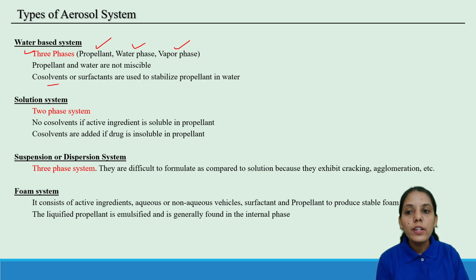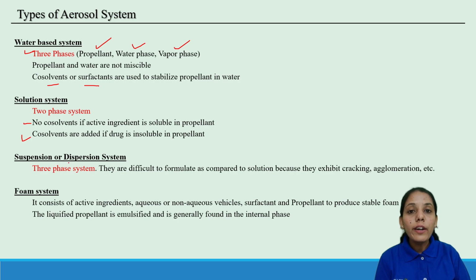Next is co-solvents or surfactant. They are used to stabilize the propellant in water. Next is solution system. So it is a two-phase system, no co-solvents. If active ingredient is soluble in propellant, then co-solvent is not required. So co-solvents are added if drug is insoluble in propellant. Because propellant itself acts as a solvent, we have already seen. If it is not getting dissolved, then we are adding some co-solvents.